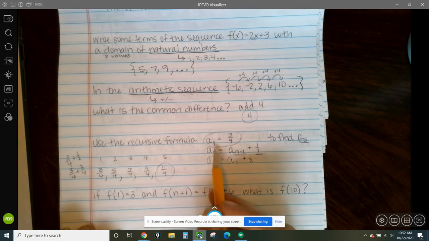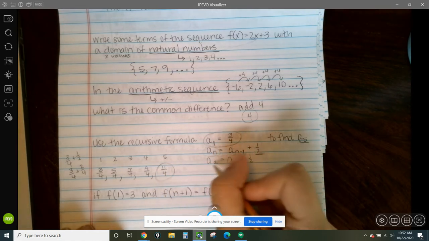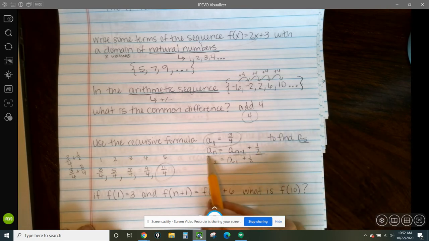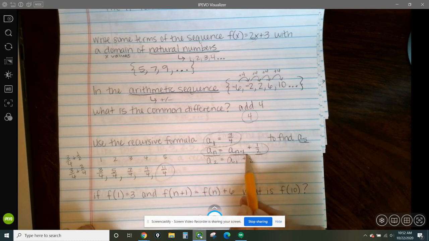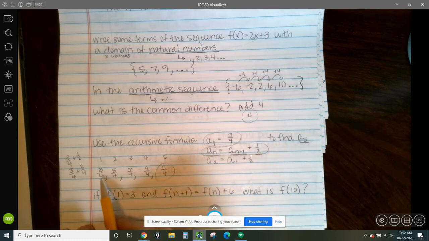So that's how you use those recursive formulas. You can actually plug in numbers here if you want, or you can just look at this and figure out, what is this actually telling me? Any term in the sequence equals the previous term plus a half. So that means take the previous term, add a half, add a half, add a half, add a half.